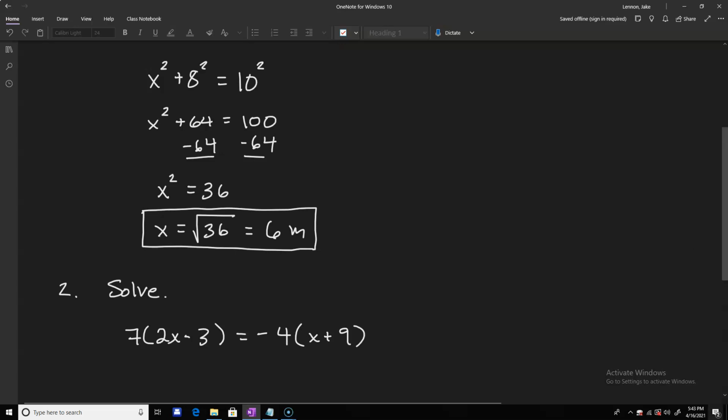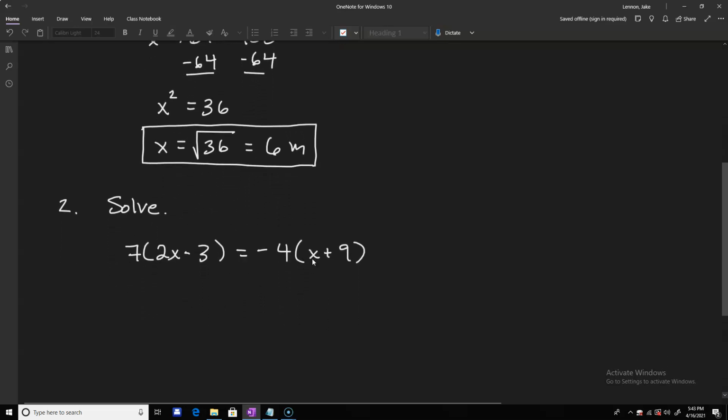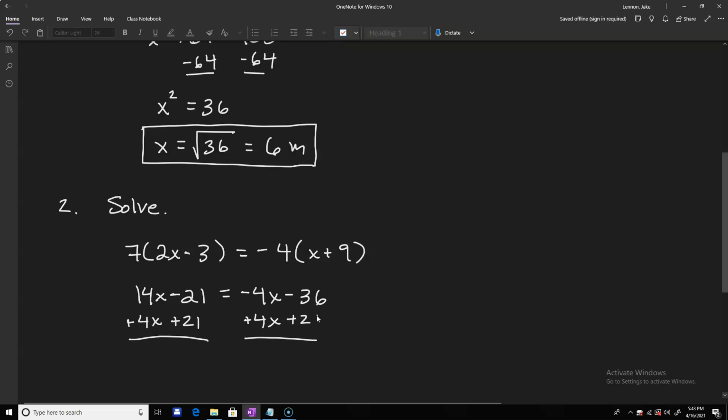Okay, so the first thing to do is to expand the 7 and the negative 4. Remember, when you multiply the negative 4 through, the negative stays with it. So on the left we have 14x minus 21, and on the right we'll have minus 4x minus 36. And I'm going to move my x's to the left and my regular numbers to the right. So that means basically I'm going to be adding 4x. So my x's move to the left side of the equation, and I want the minus 21 to go to the other side. So I'm going to add 21 to both sides as well.